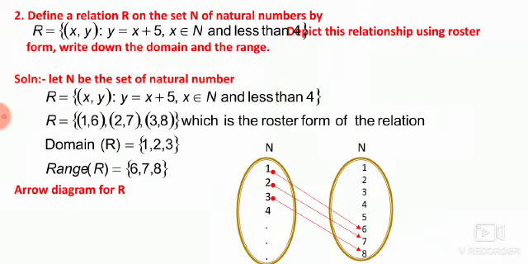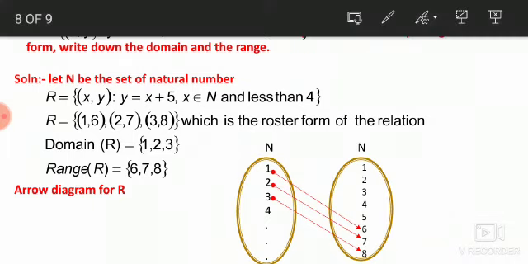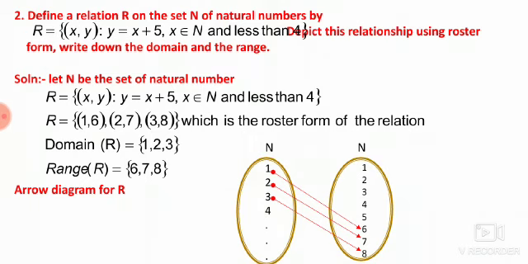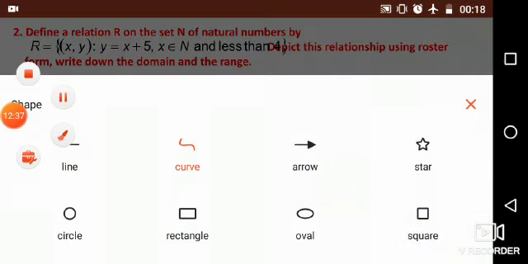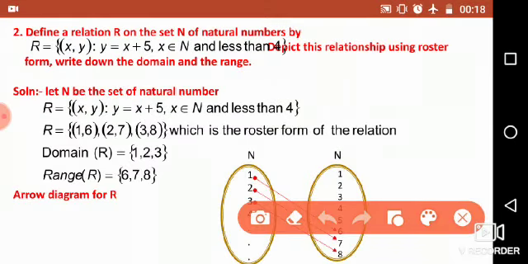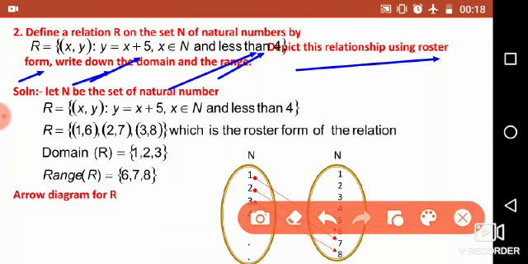Okay students, let me take one more example. Define a relation capital R on the set N of natural numbers by R is equal to the set containing the ordered pairs x comma y such that y is equal to x plus 5, where x belongs to N and x is less than 4. Depict this relation using roster form, and write down the domain and range of the relation.